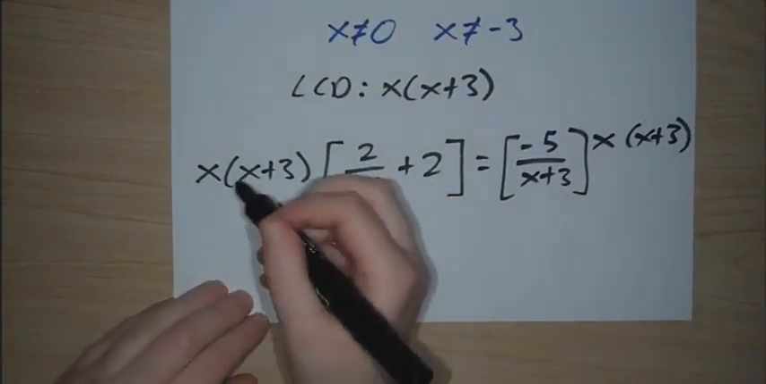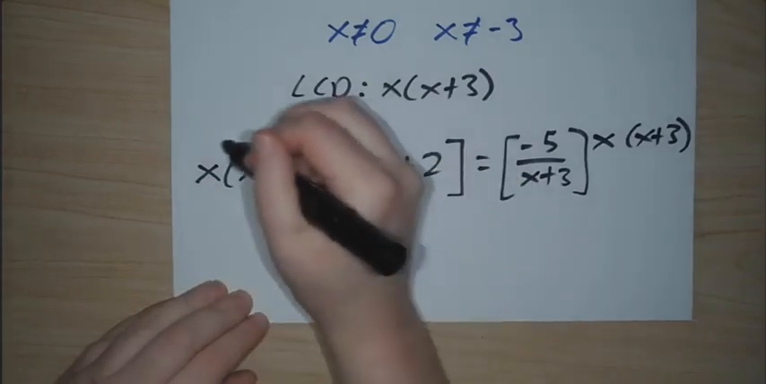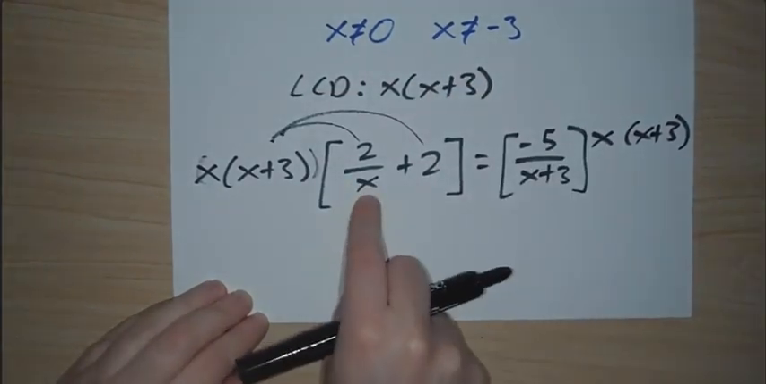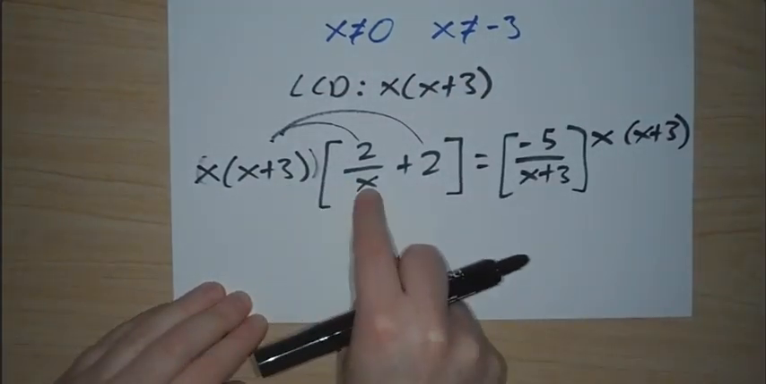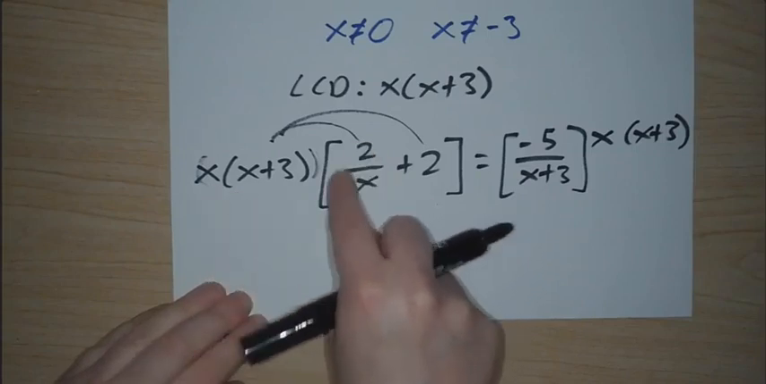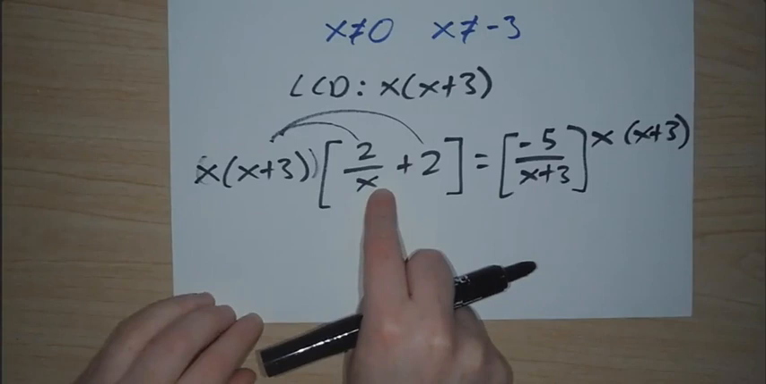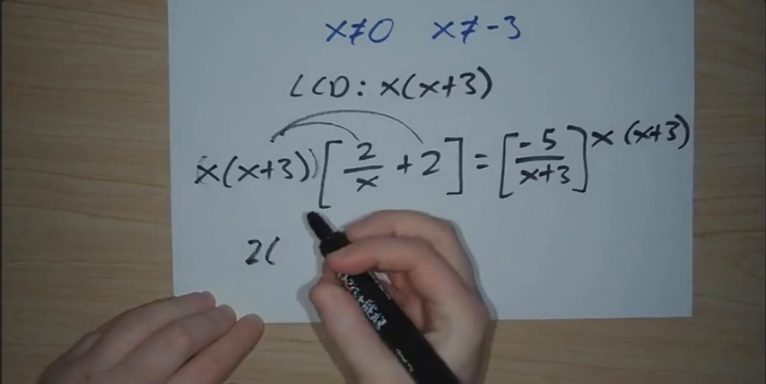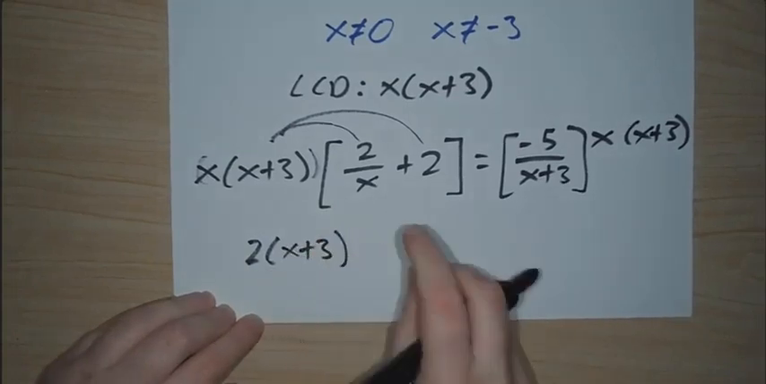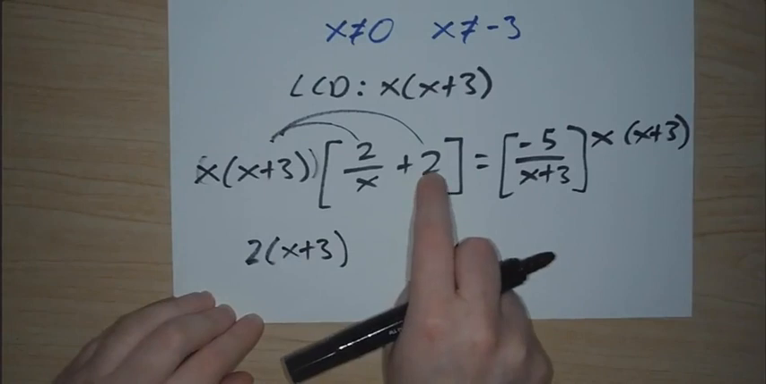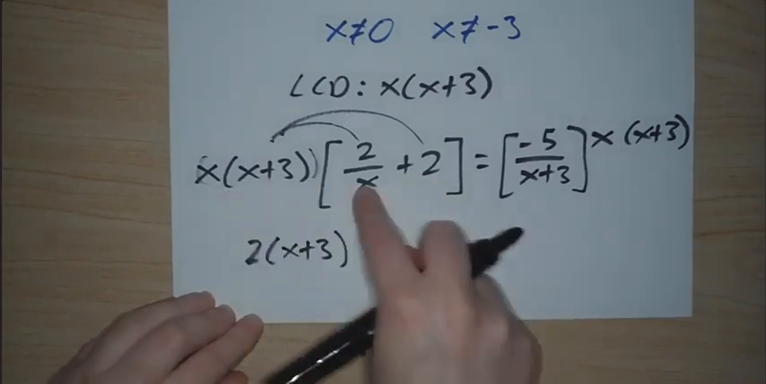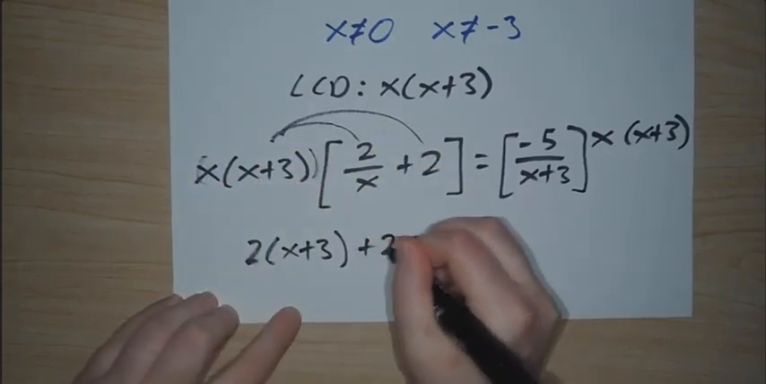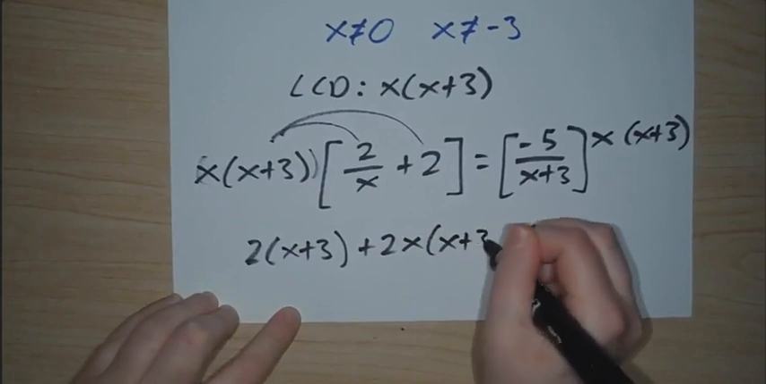So we're going to multiply all of this by each term in the brackets. So multiplying 2 over x by x times x plus 3, we'll notice that these x's will cancel for this term right here. So the only thing that's actually being multiplied is 2 times x plus 3. So we're left with 2 times x plus 3 for this term. Moving on to this 2, it has no denominator to cancel, so it's simply going to be an entire multiplication. So it's 2x times x plus 3.